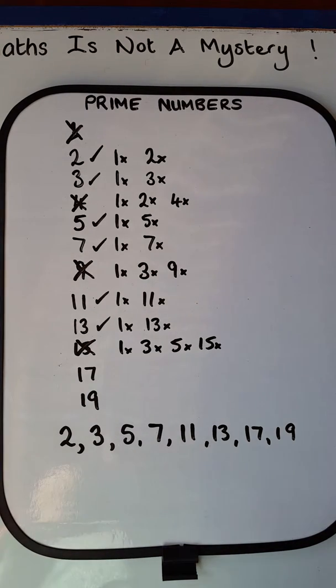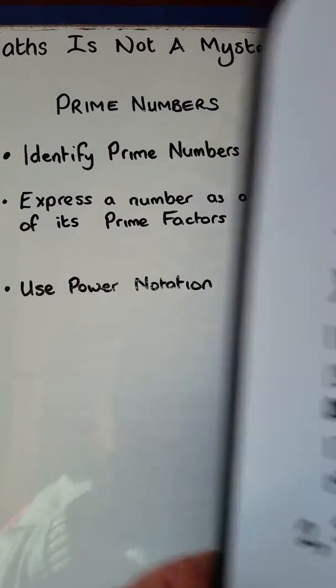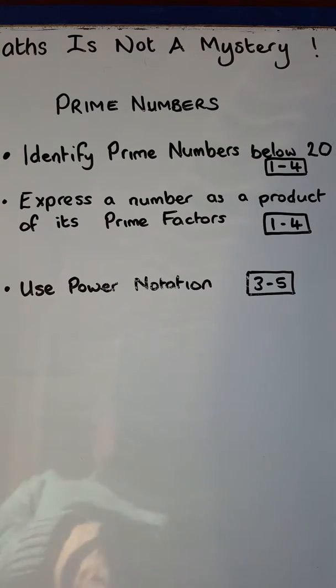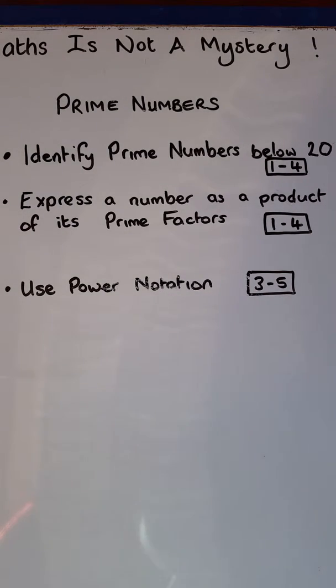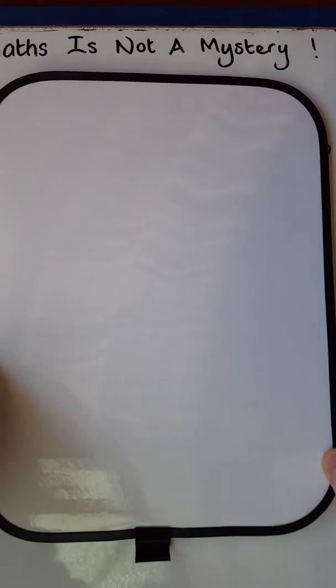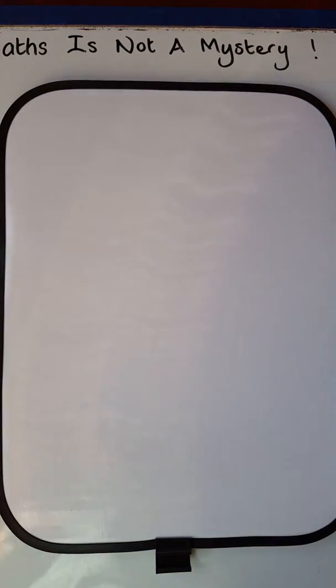Okay, the main part of this video is going to be about that section that said expressing a number as a product of its prime factors. Now, what does that actually mean? Let's take a look. First of all, let's think about what a factor is. A factor is a small number, and you can multiply it by something else to make a bigger number.